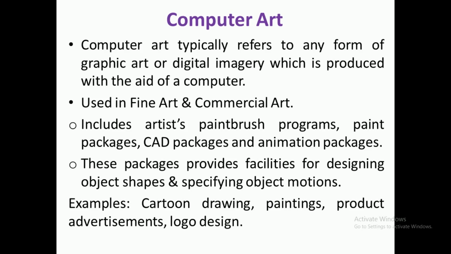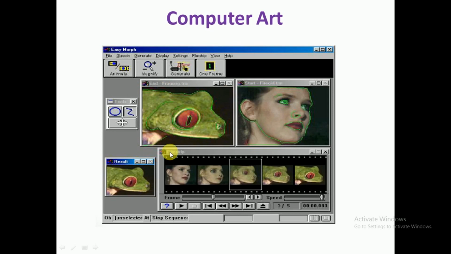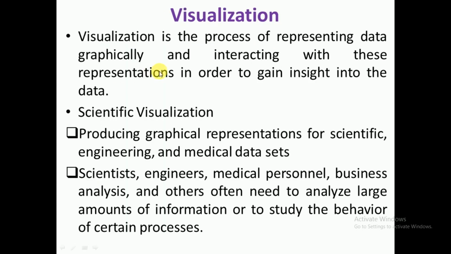That type of accuracy, that type of clarity will be represented by computer graphics application, that is computer art, right? Examples: cartoon drawing, paintings, product advertisements, logo design. These are all outputs of computer graphics applications which come under computer art, right? You see such packages are available. Whatever you want to draw, just use the icons available in them. Automatically you can draw the images that you would otherwise draw by pen and paper, right? That's what computer art is.